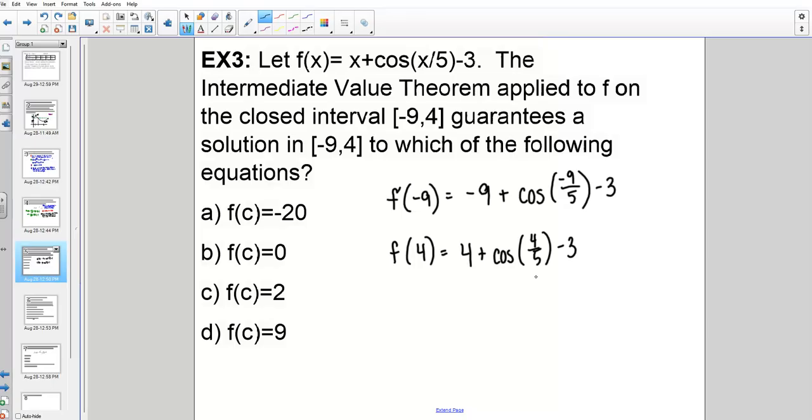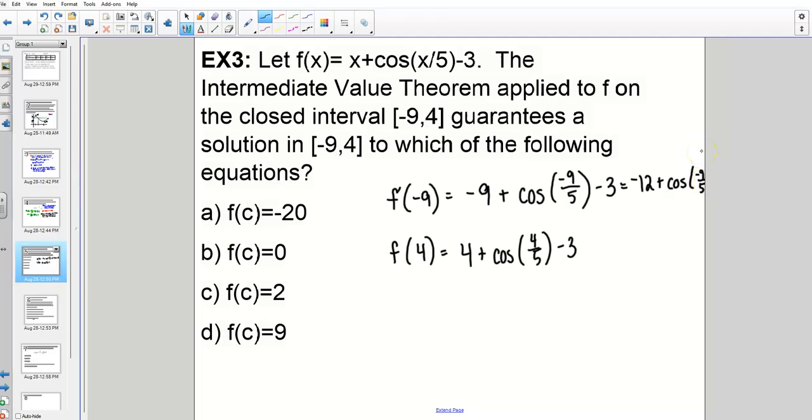It's a little bit easier if it's a calculator active question. If it's a calculator active question, you just plug in and get the exact numbers for these. Maybe it might not be calculator active. So if it's not calculator active, right here, I could put the negative 9 and the negative 3 together. So I got negative 12 plus cosine of negative 9 over 5.